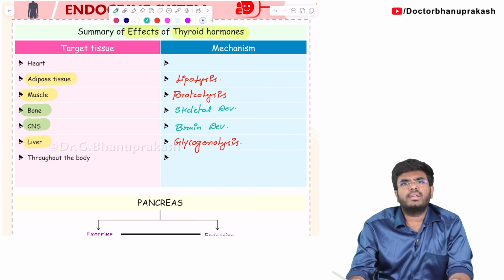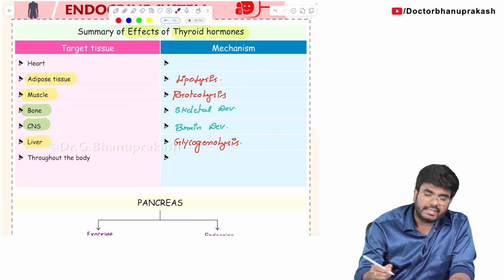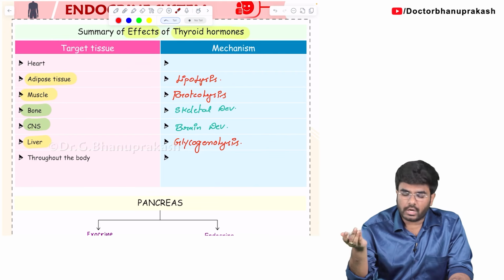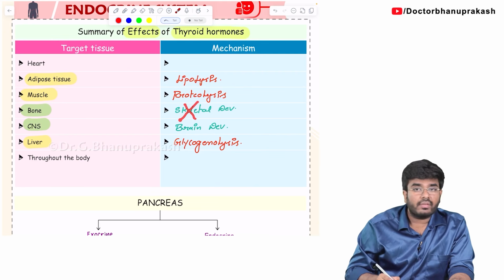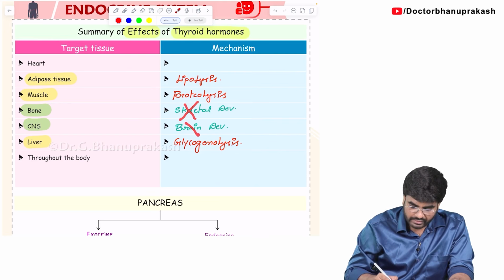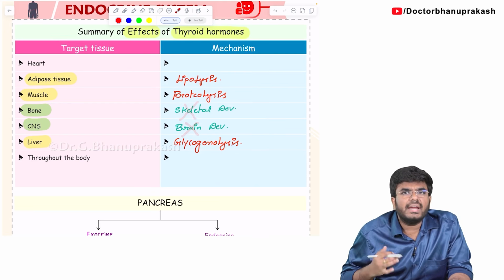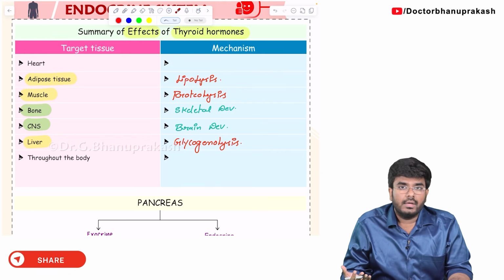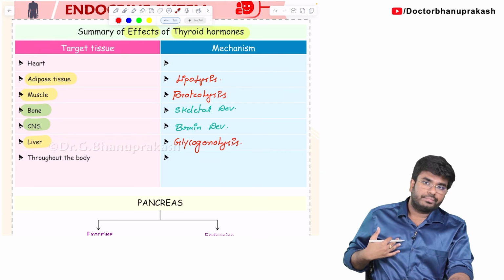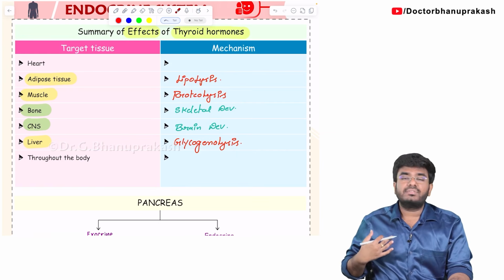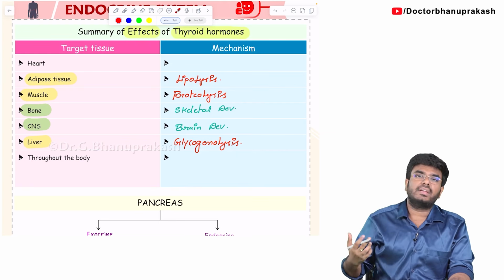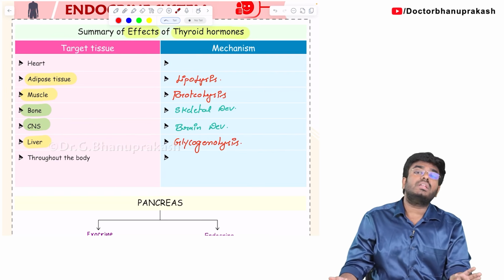Now think logically and tell me, imagine there is a newborn without thyroid hormones. If the thyroid hormones are not there, do you think his skeleton will ever grow? No. Do you think his brain will ever grow? No. So congenital hypothyroidism means by birth itself, if thyroid hormones are not there, the growth is going to be affected as well as the brain development, leading to stunted growth and mental retardation.